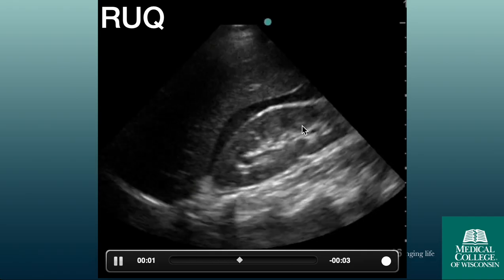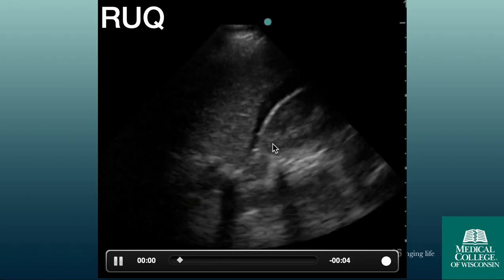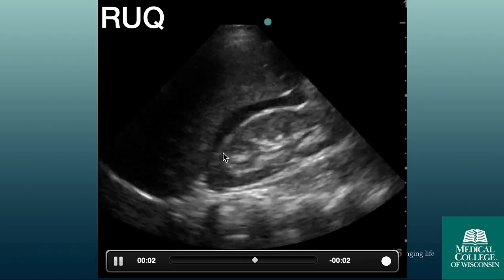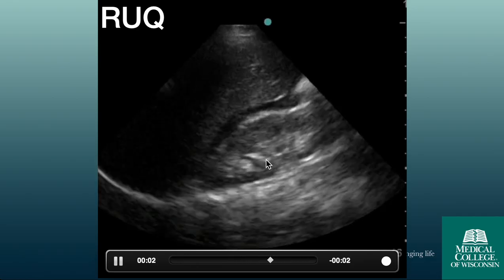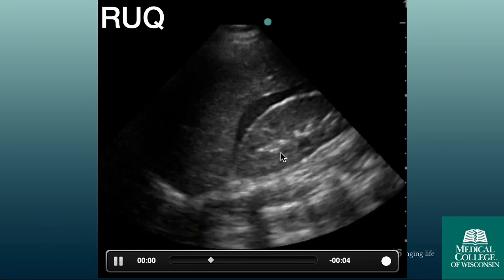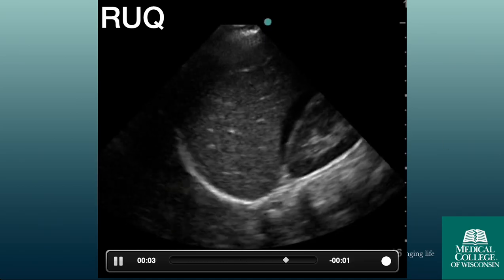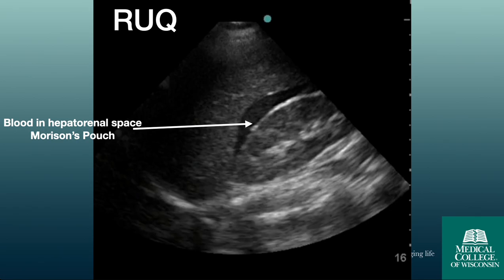It's a potential space. You shouldn't see fluid there, but in this patient you'd see a black stripe there coming to a point, indicating that it's free fluid, not within an organ. And that is what you might see in someone with a positive FAST or free fluid in the abdomen. So here's a still to show what we're seeing with free fluid in Morison's pouch.